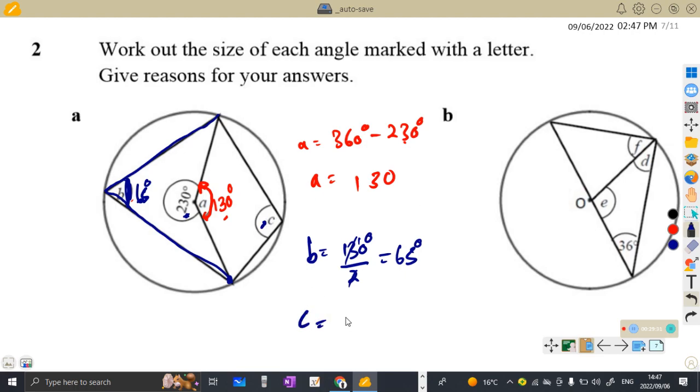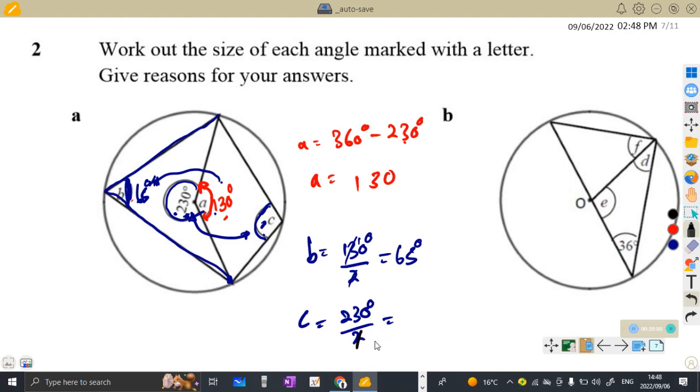So C can be 230 degrees divided by 2, since this is the angle at the center and this is the angle at the circumference. So this C corresponds with the 230 degrees. This B corresponded with 130. Take note how these two work. This 130 is not for C. The 130 is for B. The 230 is the one that corresponds with C. All right, so please make sure that you do not confuse these two.